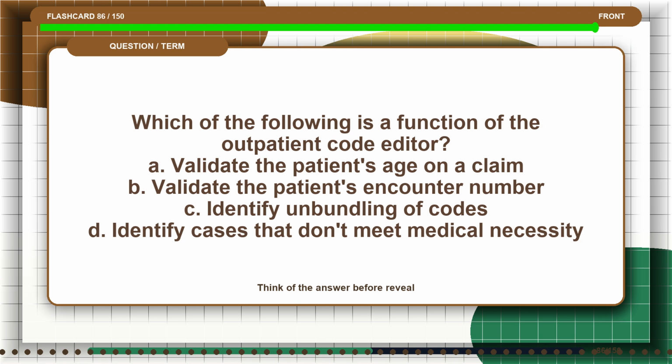Flashcard 86. Which of the following is a function of the outpatient code editor? A. Validate the patient's age on a claim. B. Validate the patient's encounter number. C. Identify unbundling of codes. D. Identify cases that don't meet medical necessity. Think of the answer before the reveal.